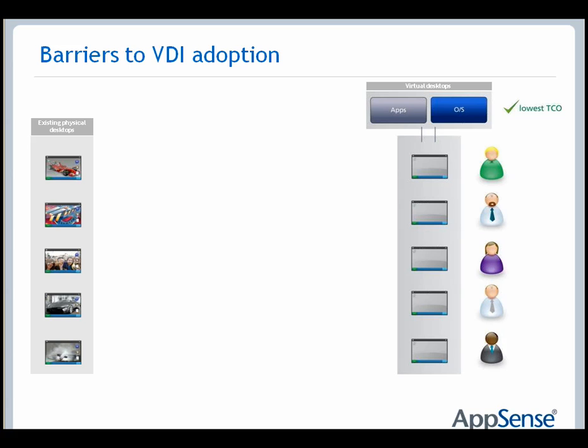Now, what we'll see here on the right-hand side is a nice green tick indicating the lowest possible TCO. However, we have a challenge in moving from these personal desktops on the left-hand side of the screen over to this new standardized computing environment. And those challenges come in many, many forms. There's all sorts of things to consider.